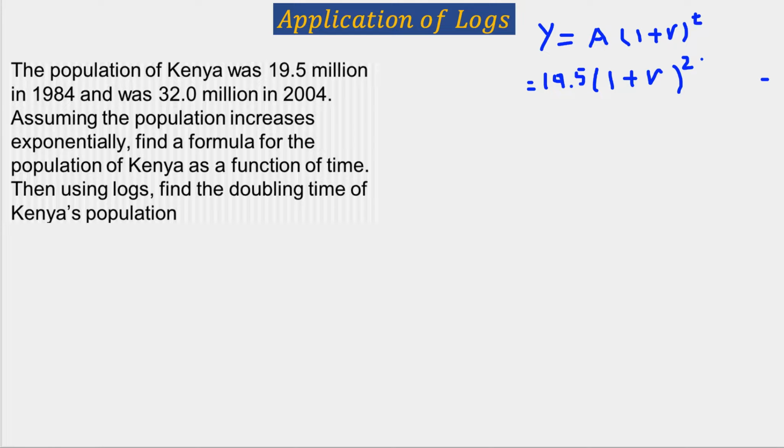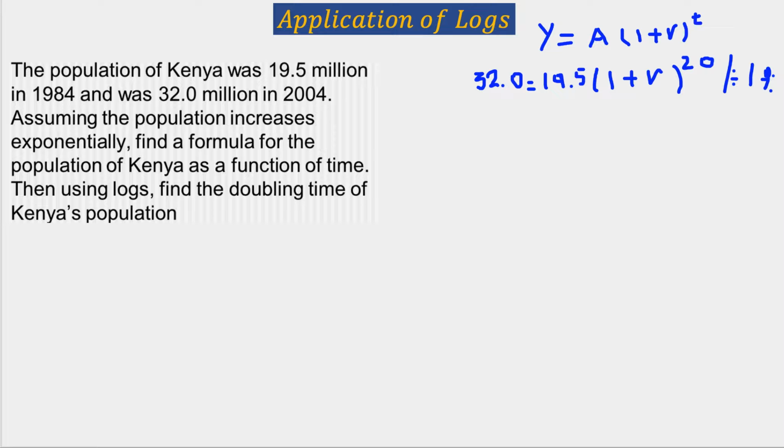For those 20 years, we want to know how much the population increased. From 1984 to 2004, it increased to 32 million. Now we want to solve this equation for r. But first, to make the equation a little simpler, we will divide both sides by 19.5.